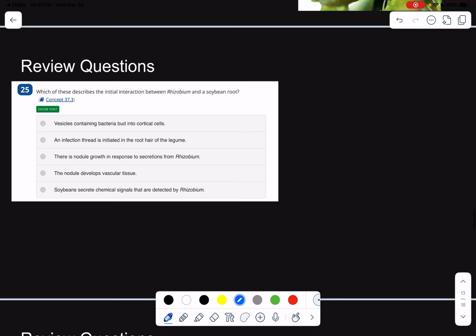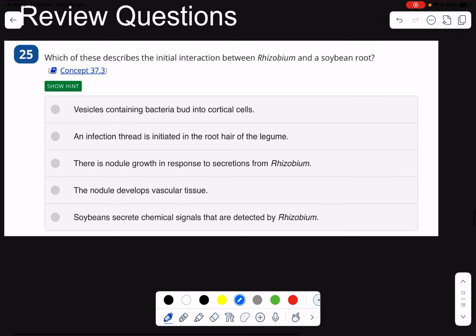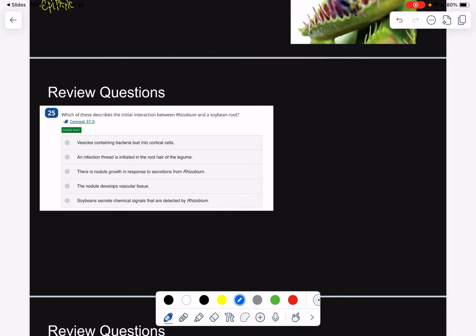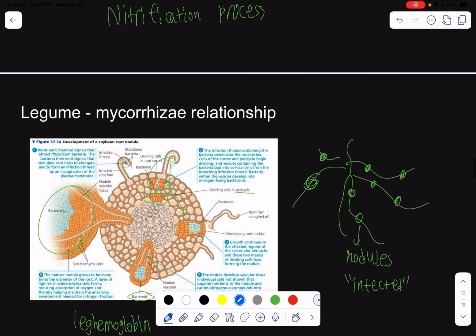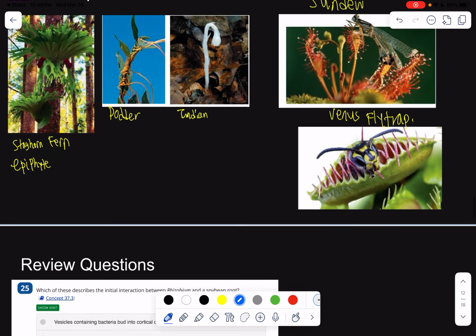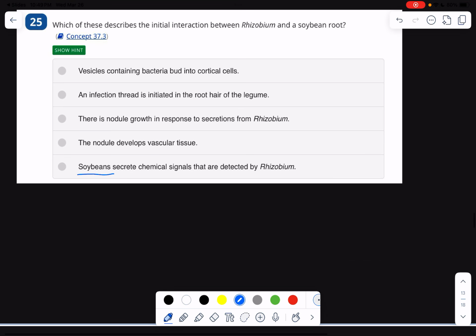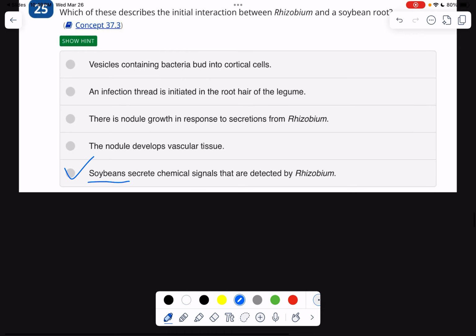And so going back to this question, soybeans secrete chemical signals that are detected by rhizobia. No, the opposite actually. The roots. Oh, yes. Sorry, that's the right answer. Soybeans, the root will secrete chemical signals that are detected by rhizobia.